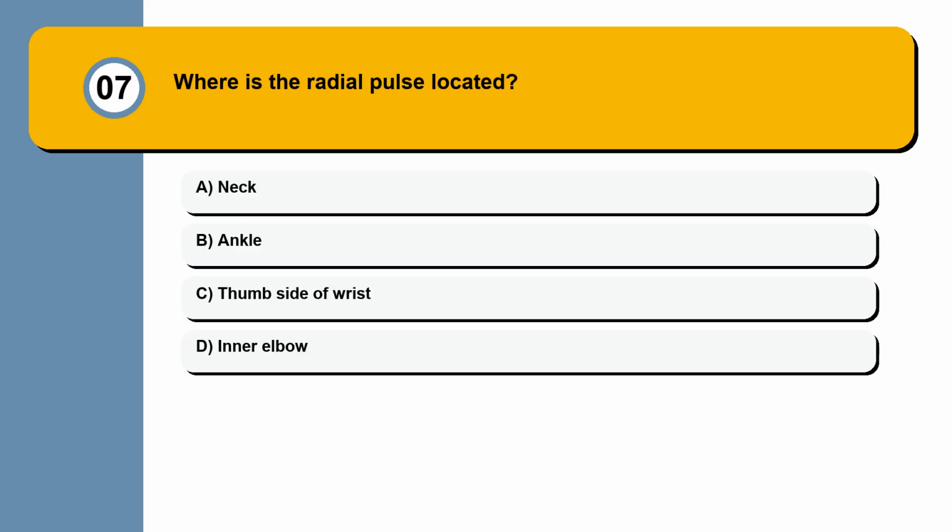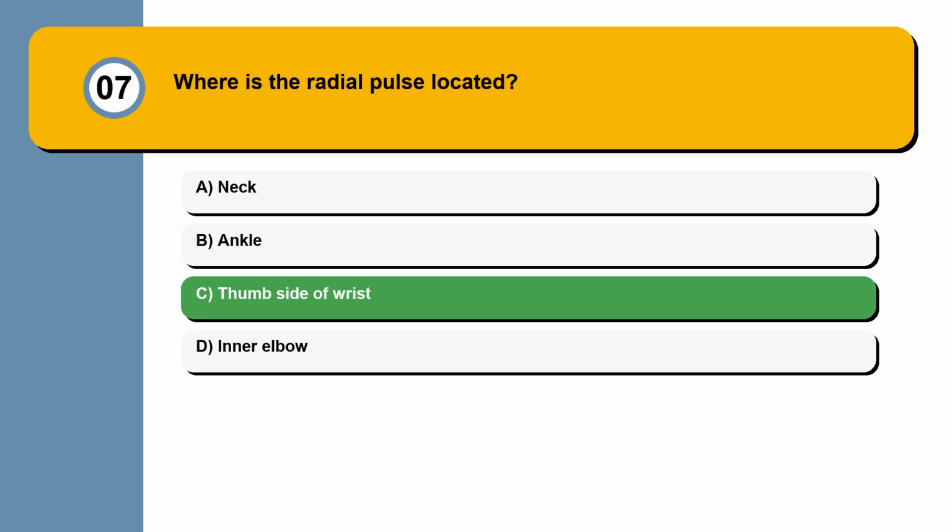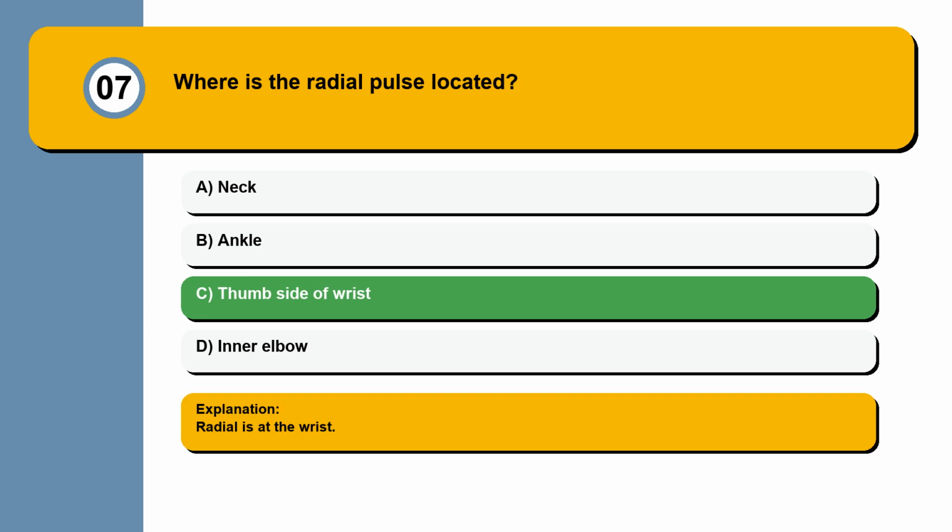Question 7. Where is the radial pulse located? Neck. Ankle. Thumb side of wrist. Inner elbow. Radial is at the wrist.